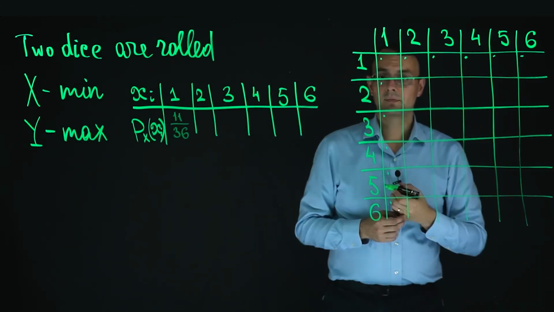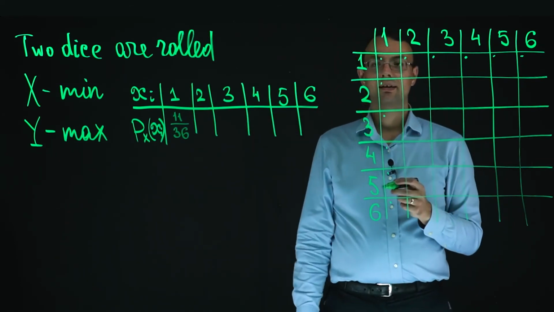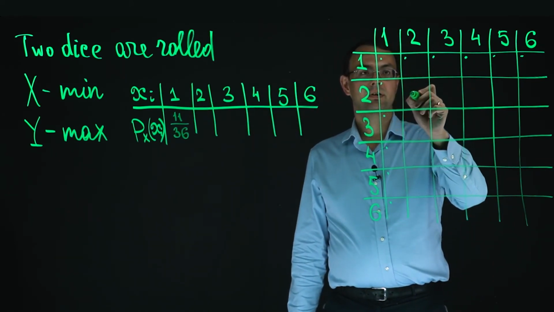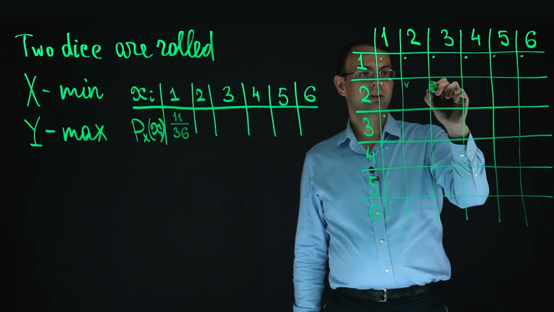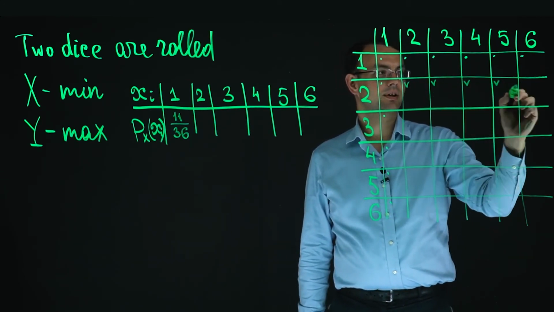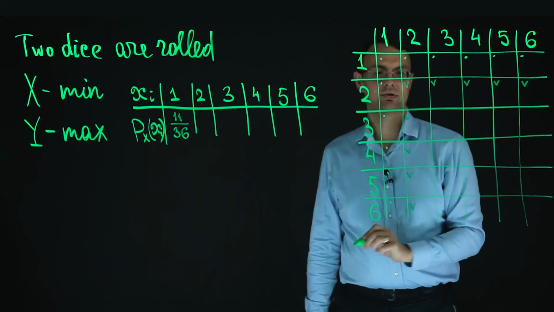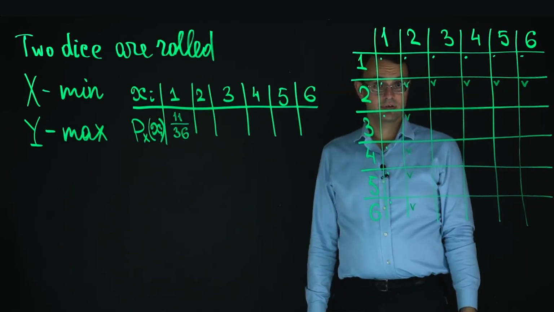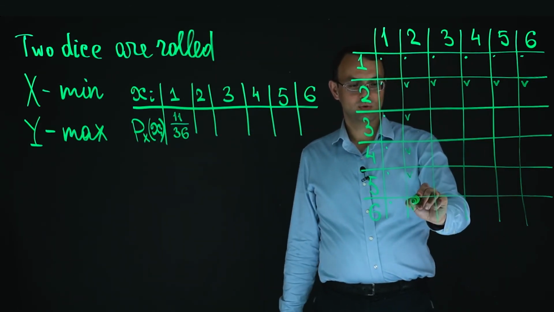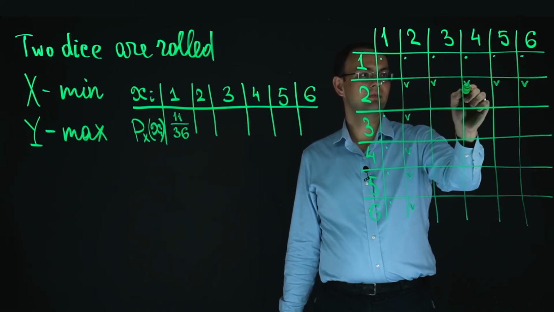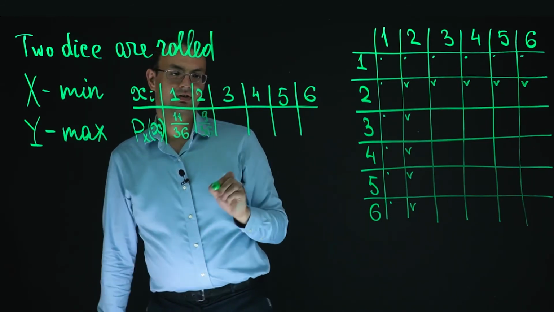Then, when the minimum is equal to 2. For example, I have the pair 2, 2, 2, 3, 2, 4, 2, 5, 2, 6, 3, 2, 4, 2, 5, 2, 6, 2. So these are outcomes such that the minimum is equal to 2. The number of such outcomes is 1, 2, 3, 4, 5, 6, 7, 8, 9. So 9 over 36.